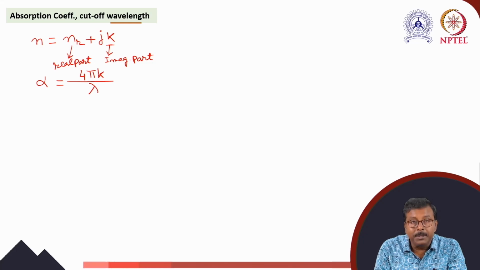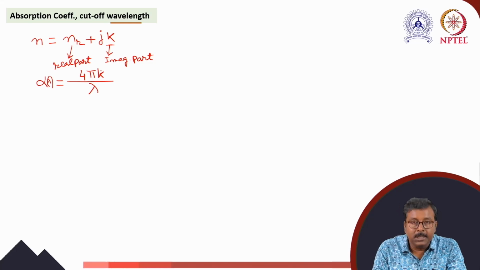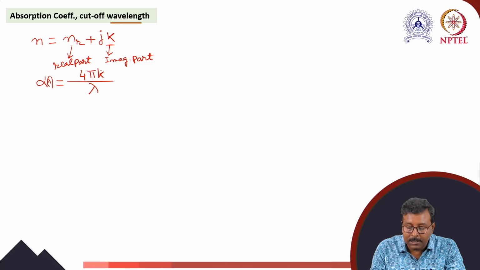So this K itself is a function of wavelength, and again another lambda term is there. So alpha is a function of wavelength. So this is the physical significance or relation of alpha, the absorption coefficient of a material. So ultimately we got that alpha is a wavelength dependent function. For the same material, if the light wavelength changes, its absorption coefficient will change.